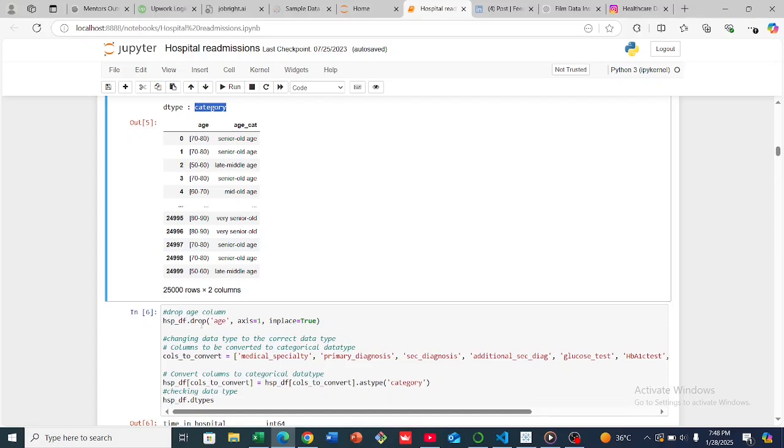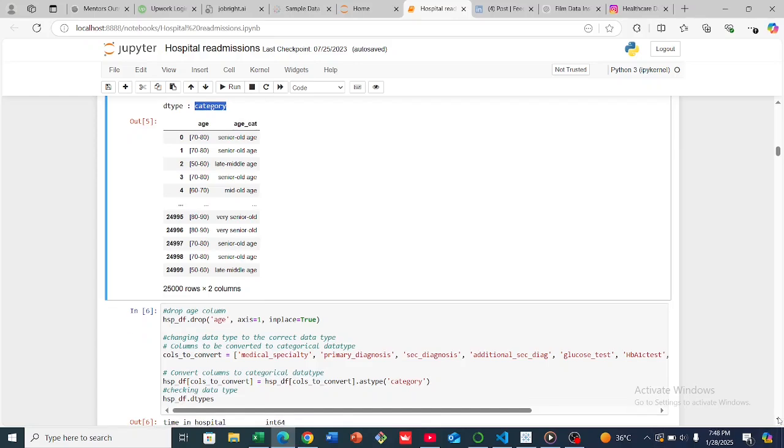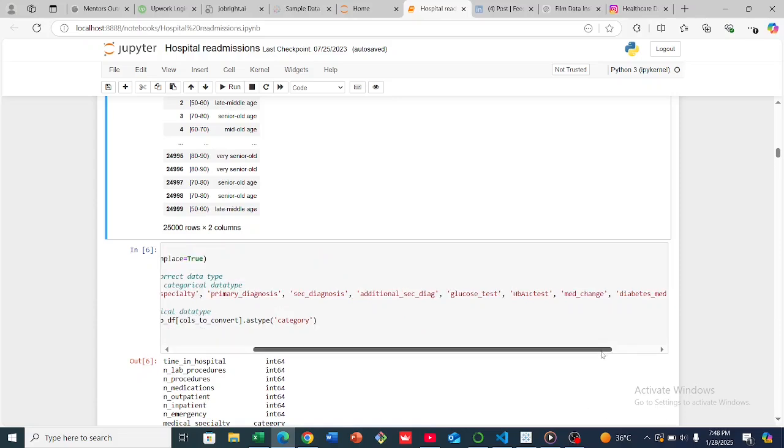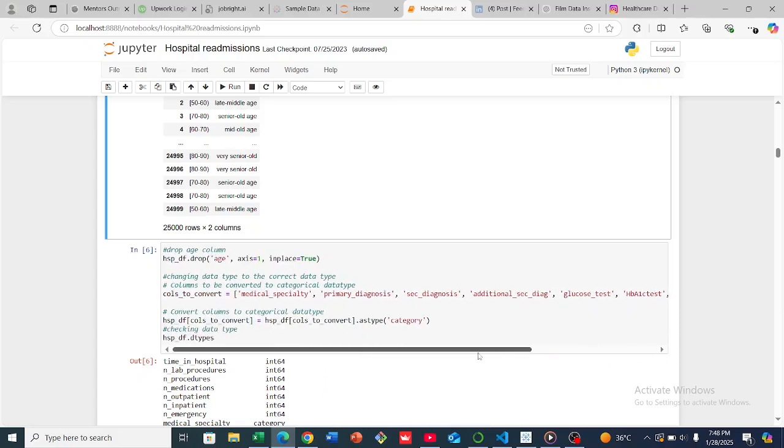The next cleaning I did was to change the data type of each column to its correct or accurate data type. For columns like medical specialty, primary diagnosis, secondary diagnosis, additional secondary diagnosis, glucose test, medical change, diabetes medication, and readmitted, I converted the data type to category, since they are all categorical data, and I did that using the .astype method.